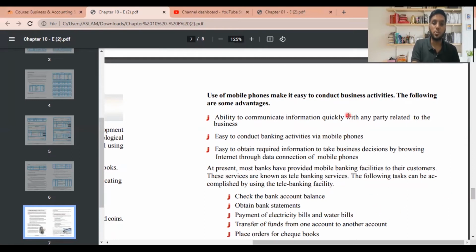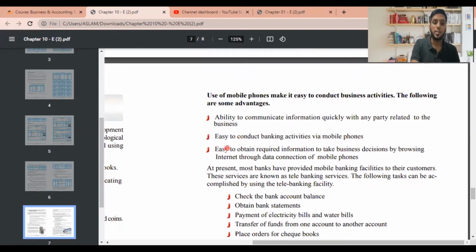Use of mobile phones makes it easy to conduct business activities. The following are some advantages. Why do we need to use mobile phones to make certain transactions through the internet? When it comes to how it can be useful for accounting: ability to communicate information quickly with any party related to the business. It's very easy to communicate the information.